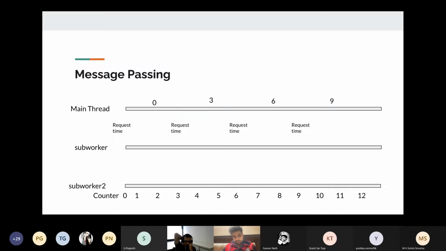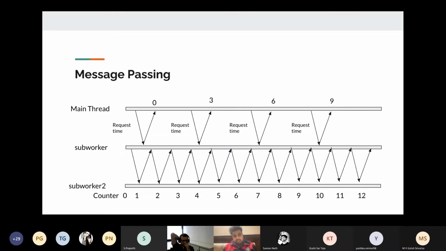Third one is message passing. Basically, you have a main thread, and the main thread spawns a subworker thread. The subworker thread spawns another thread, which is subworker 2. So subworker and subworker 2 combined act as a timer.